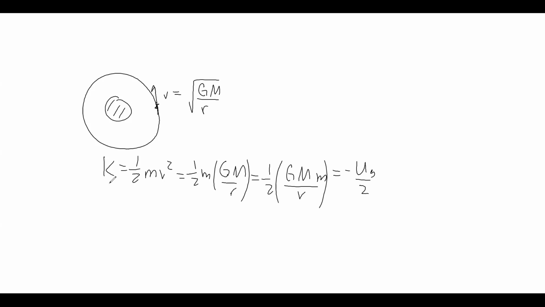So what's the total energy then? If that's the kinetic energy, the total energy, the mechanical energy, if you want to call it that, is obviously kinetic plus potential. Now we can plug this in. So it's minus U over 2 plus U. So you're really just doing minus 1/2 plus 1. And so the total energy is not minus U over 2, but plus U over 2. But once again, the U is negative, so the total energy of this system is negative.